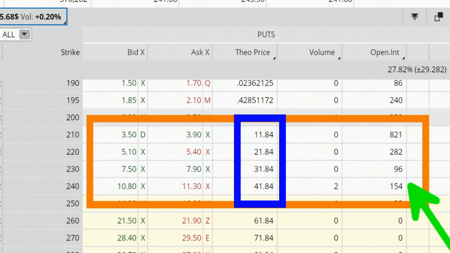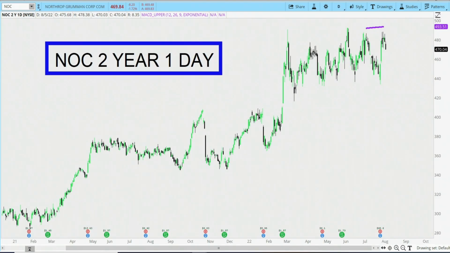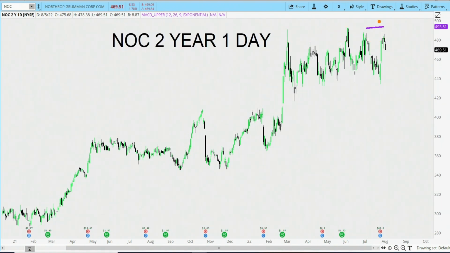Bigger profit, bigger probabilities. Looking at NOC 2-year 1 day, we can see it's in a huge uptrend near all-time highs with a divergence pattern. Lots of resistance across this triple top, and price action's currently selling off.